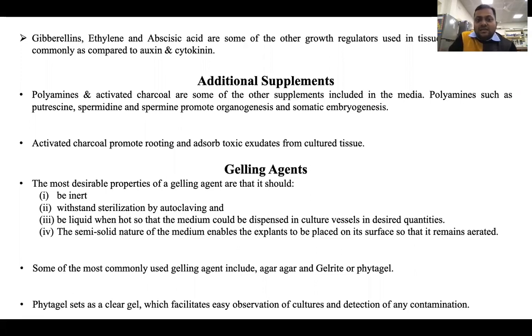So this is part of the optimization process, but this was just for your information that these are some of the additional nutrients that are used as and when the requirement arises. Okay, all right, sir.